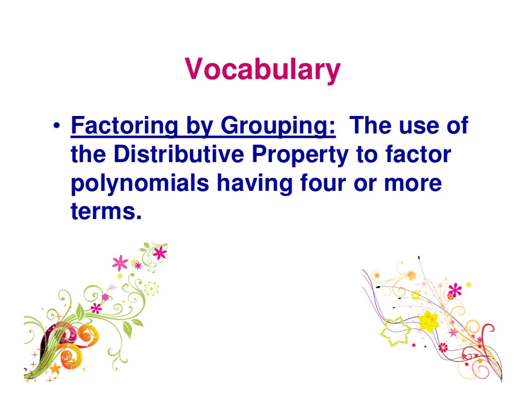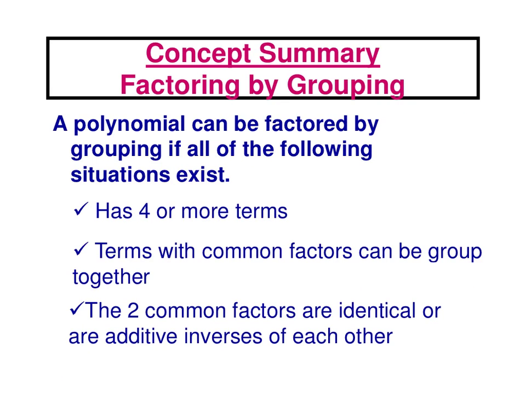Alright, now we're going to move into factor by grouping, and we're going to use the distributive property to factor polynomials that have 4 or more terms. And it's the only way to factor something with 4 or more terms. Alright, so a polynomial can be factored by grouping if all of the following situations exist.